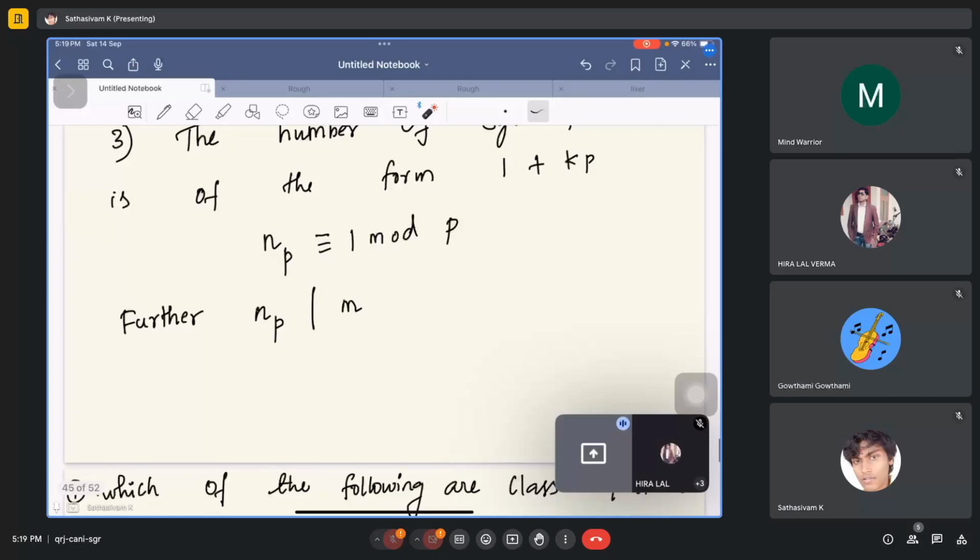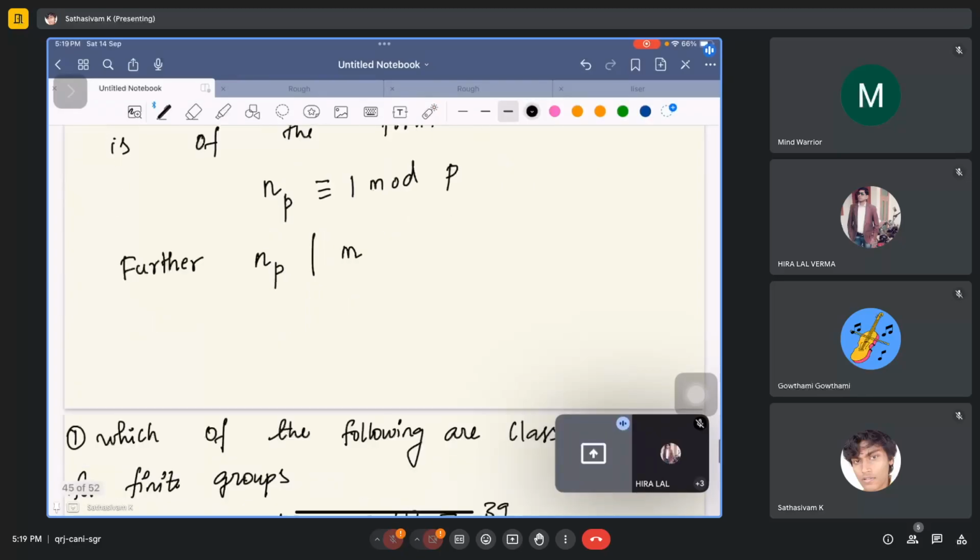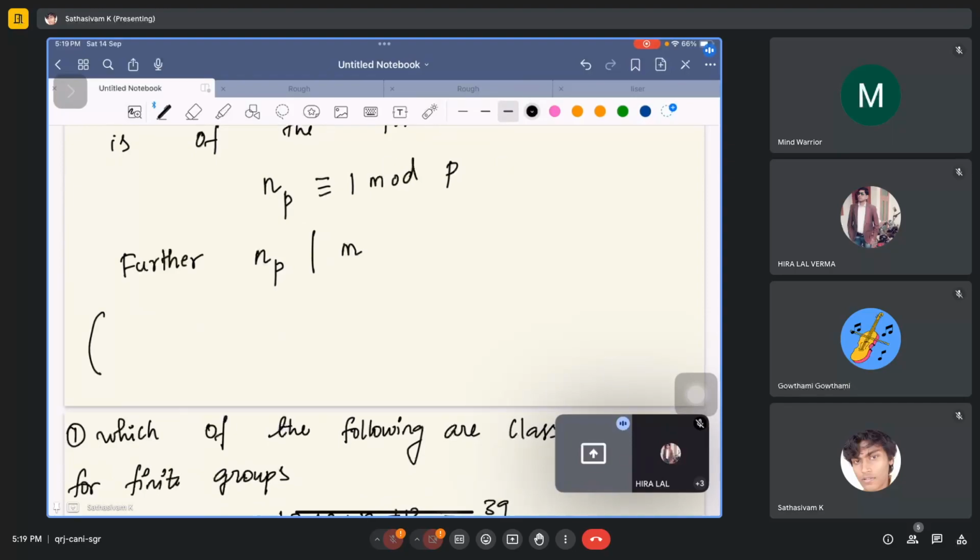Okay. Actually you can say it a little bit more generally, but I skip it, since usually we may not use it most of the time, so I'm not writing it. Here we are writing Np divides M. You can write it a little bit more generally: Np divides the size of the normalizer G of P.